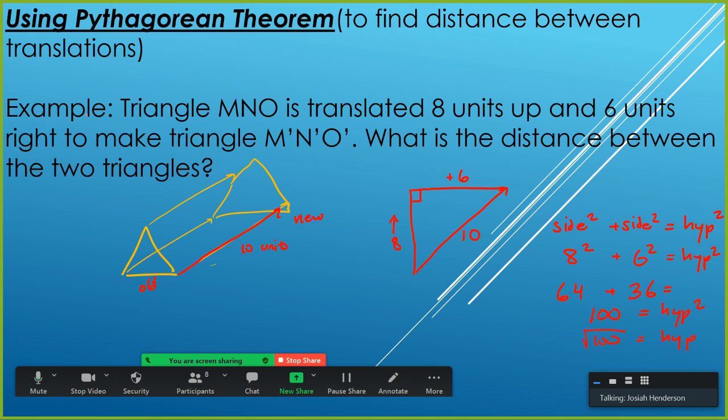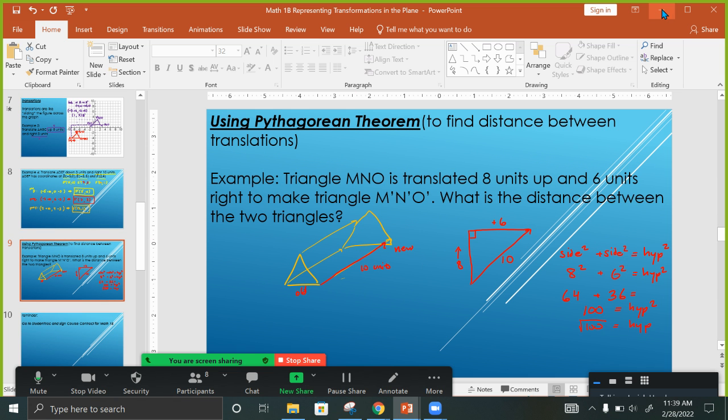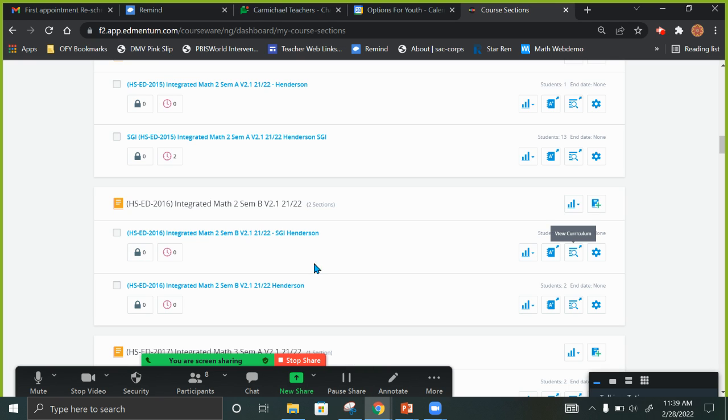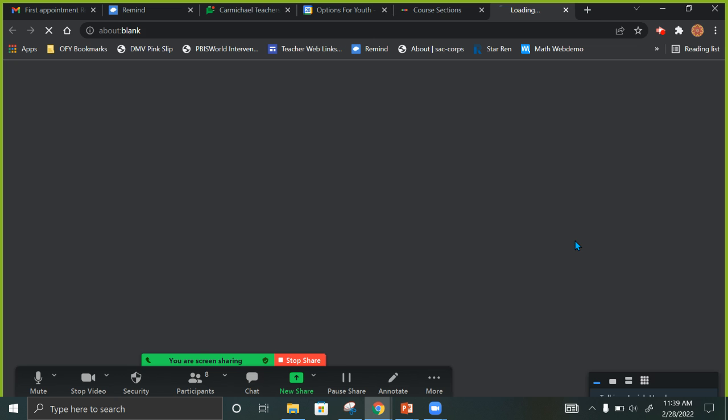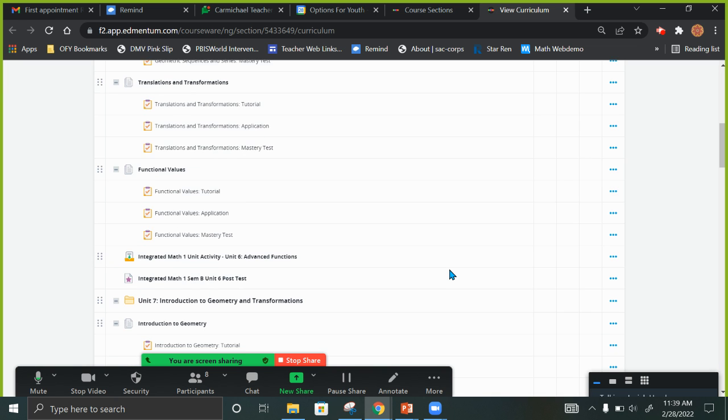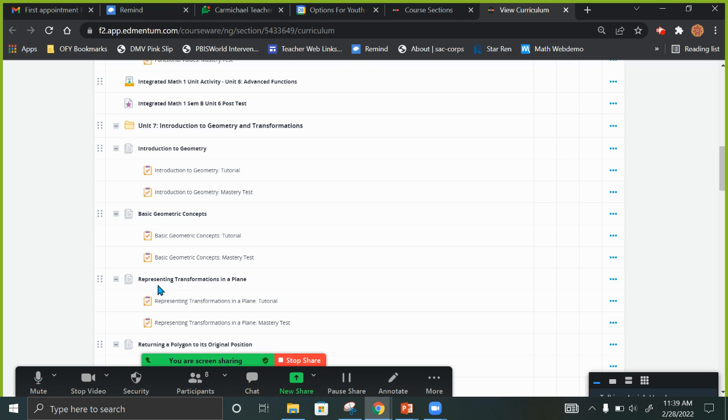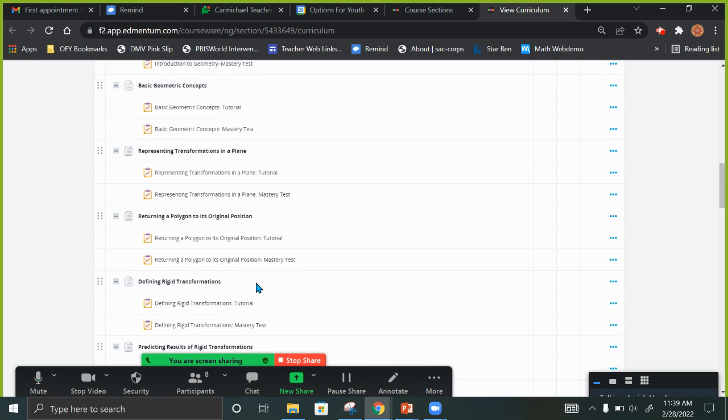That is it for today, but you're not released yet. I want all of you to start up your mastery test and do this one with me right now. It's called Representing Transformations in the Coordinate Plane. And while you're doing it, if you have any questions, we can do it together. It's the third one in Unit 7.